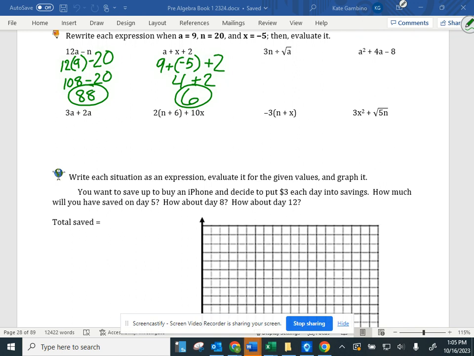So now we have 3n divided by the square root of a. So 3 times 9 divided by the square root. Oh, 3n. Sorry, I did a. 3 times n, which is 20, divided by the square root of a.